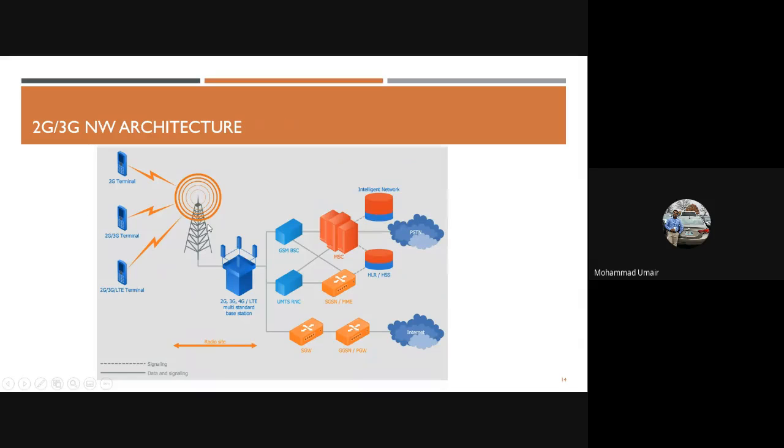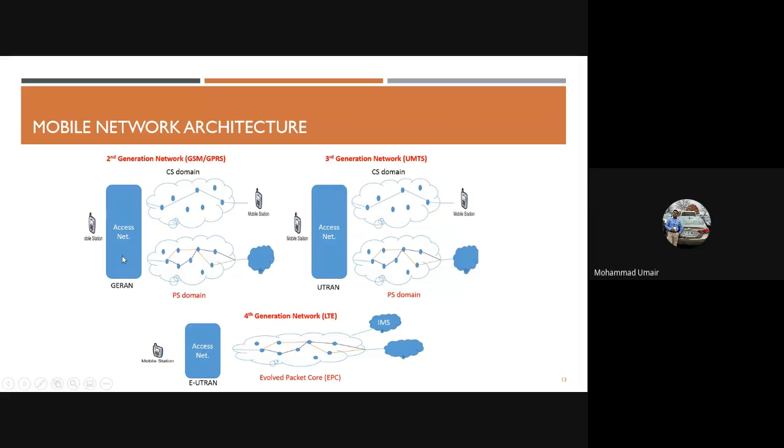So you can see a tower over there that is typically called your base station. This is the 2G and 3G network architecture. You have a radio connection shown in orange, and then there's a machine that is typically called your BSC, or base station controller. This is called a BTS, base transceiver station, and this is called a BSC. These two blocks form your radio network, or RAN, that we talked about.